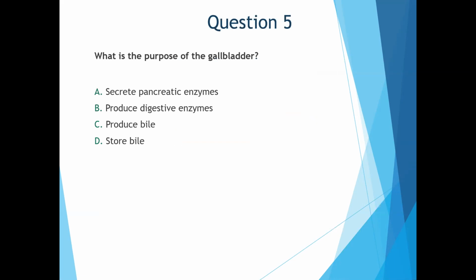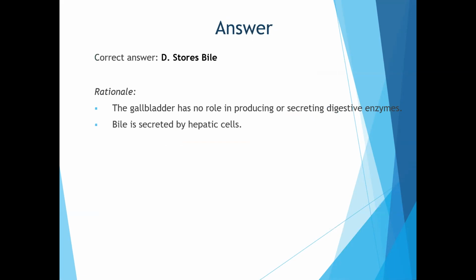Okay, so question 5, what is the purpose of the gallbladder? Does it secrete pancreatic enzymes, produce digestive enzymes, produce bile, or store bile? D, it stores the bile. It also concentrates it. So the gallbladder has no role in producing or secreting digestive enzymes. That's the pancreas. And bile is secreted by our hepatic cells. So the gallbladder is just storing and concentrating bile. It is not producing it itself.